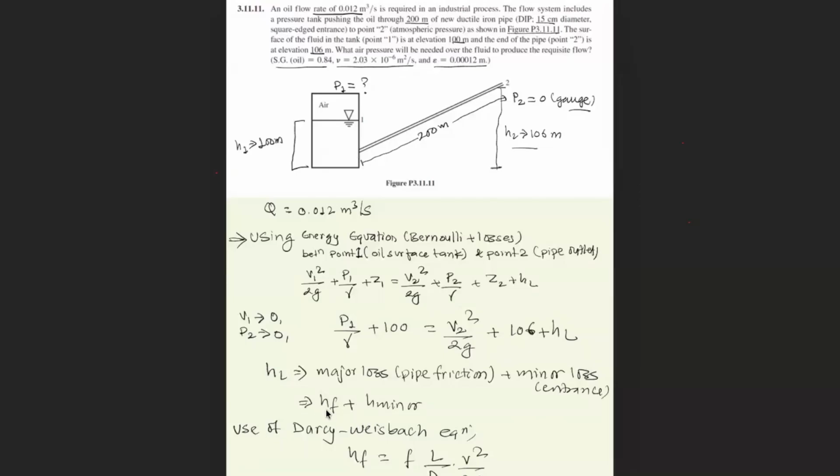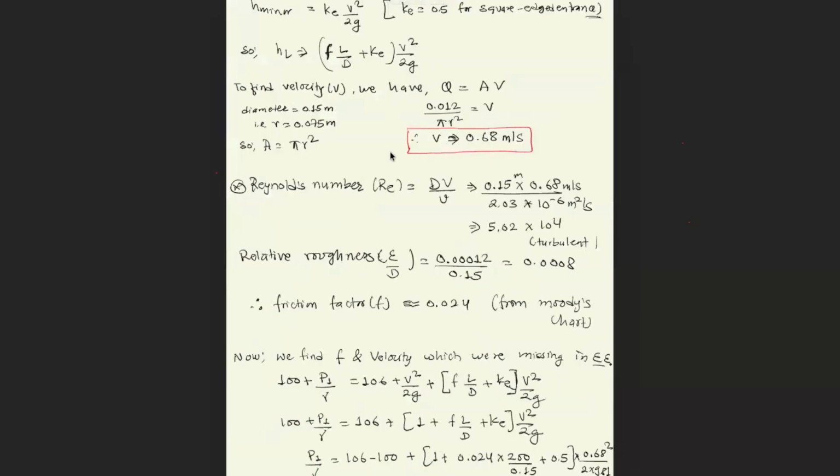For finding the HF, we know the equation of Darcy-Weisbach. This is the equation. We don't know F and we also don't know V, but we are given Q. So from Q we can derive velocity. The next step will be determining velocity and friction factor. To find velocity, we have Q, as I already mentioned. These are some pre-processing steps for finding the area and some unit conversion. So velocity will be equal to 0.68 meter per second.